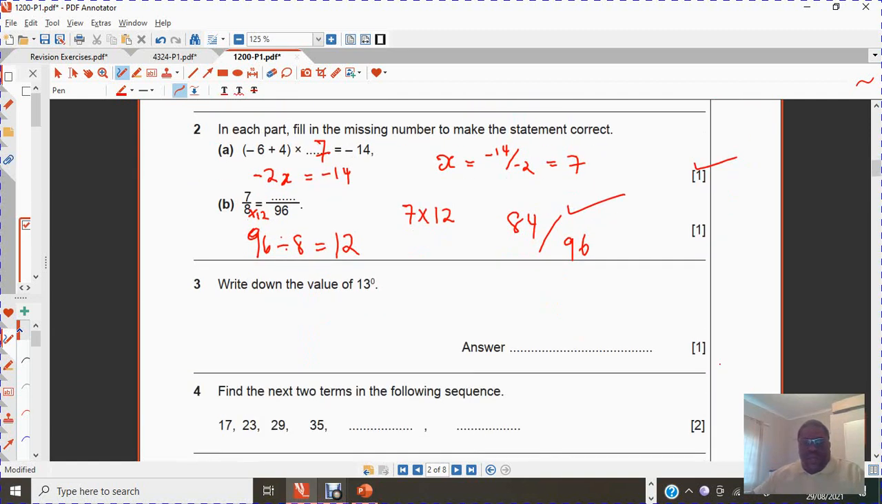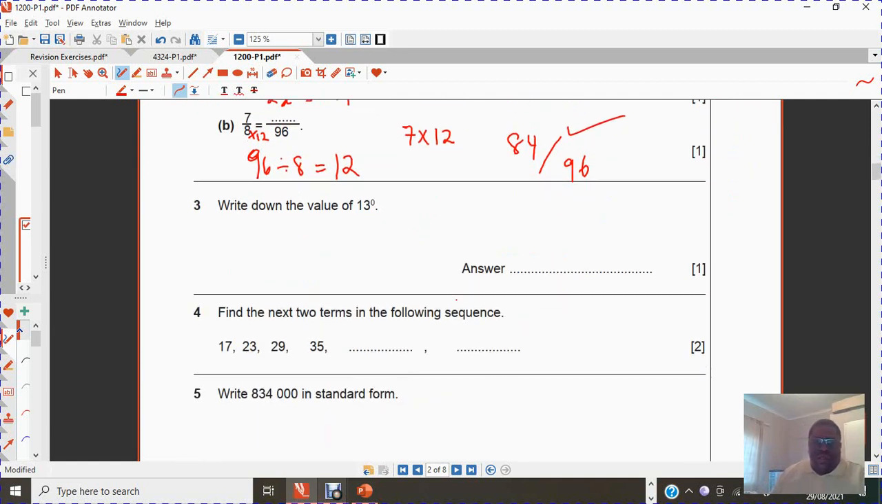Good. This is not degrees, this is 13 raised to the power of 0. The answer is straightforward. It's 1.